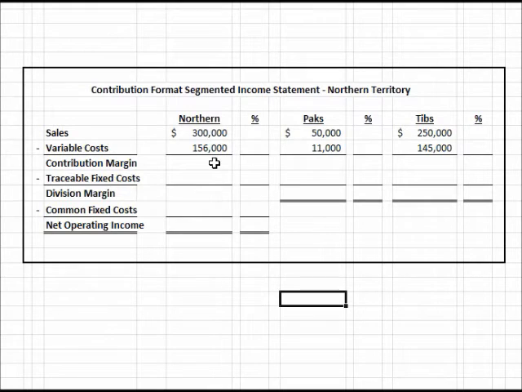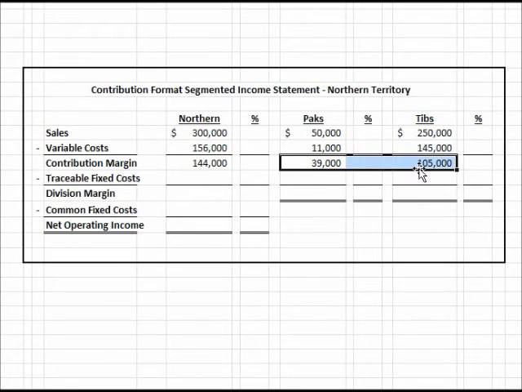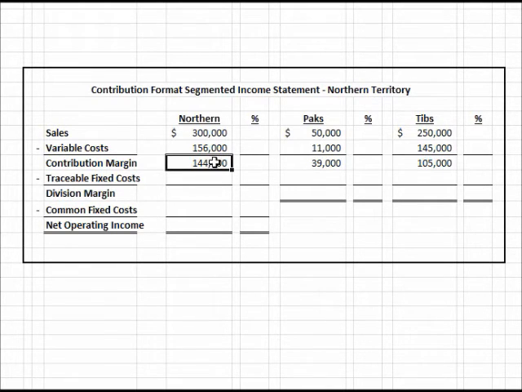So we know what the variable costs are with respect to each individual product. From that, we can get our contribution margin. First of all, in total, it's going to be $144,000. And for the first product, we're going to have contribution margin of $39,000. And then for the other one, it'd be $105,000, adding up to the $144,000 in contribution margin.